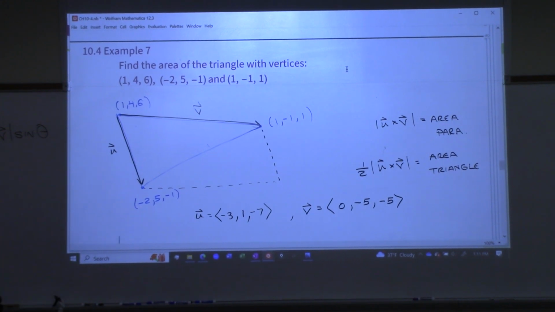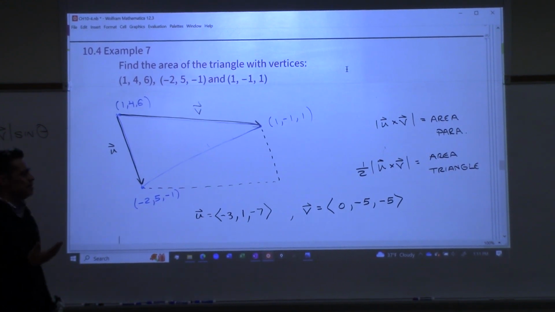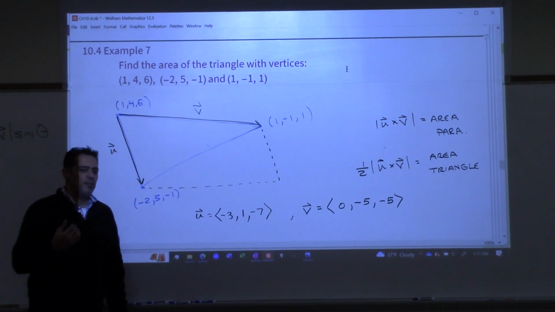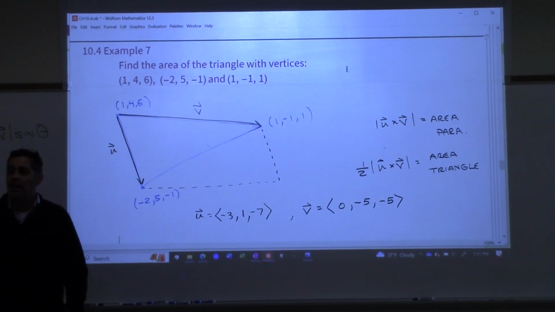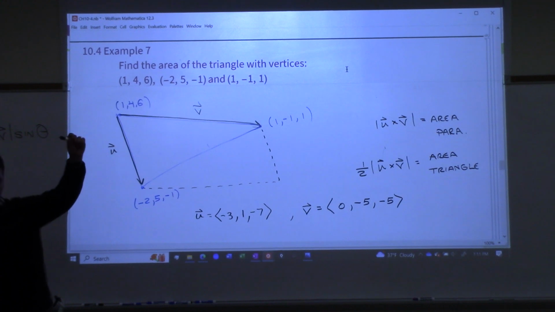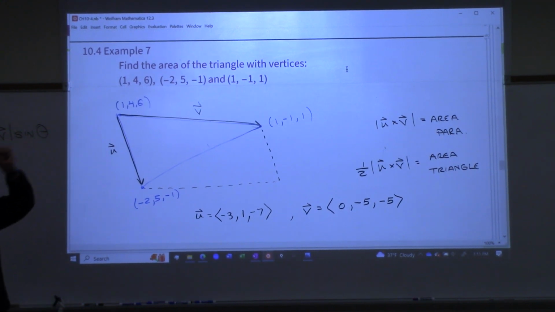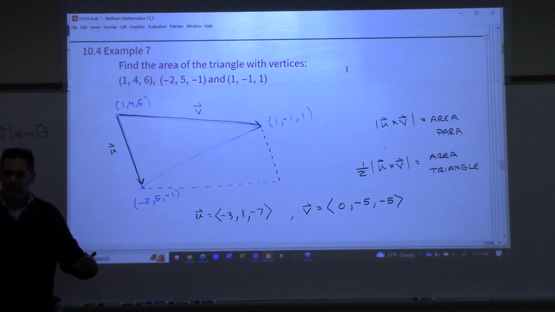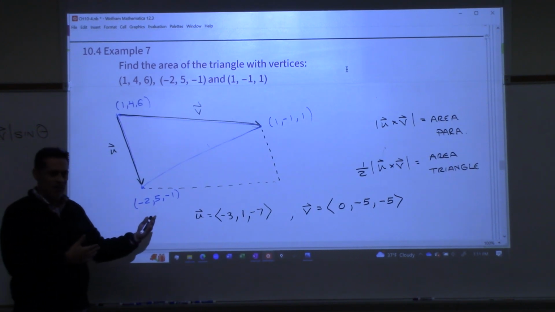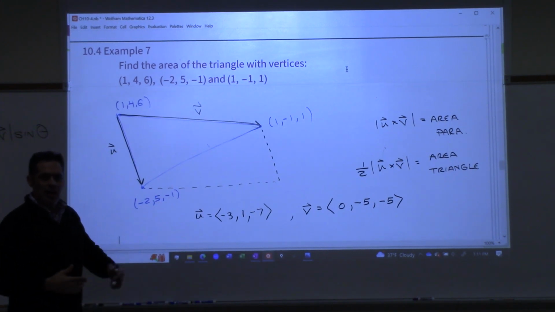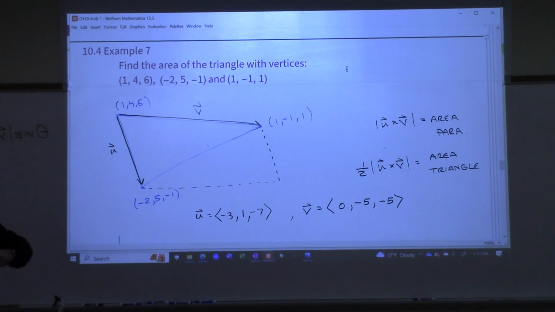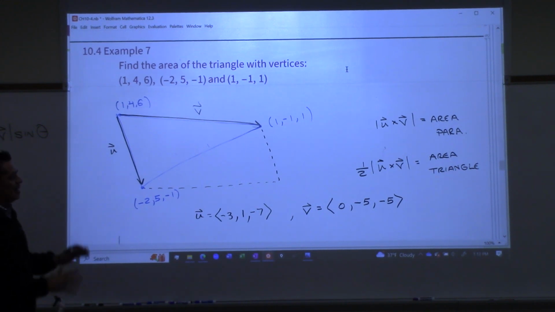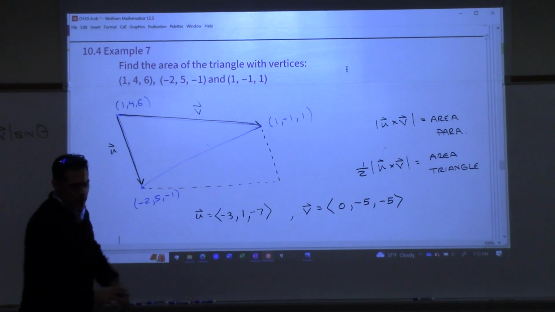So again, this goes back to the idea that if we had walked into class at the beginning of the semester, and I said, here are 3 points in space, find the area of that triangle, there are a lot of other things you'd probably try if you didn't know about cross products. You'd bring in trig functions and all sorts of other geometry. So this makes it really simple to find areas of triangles.